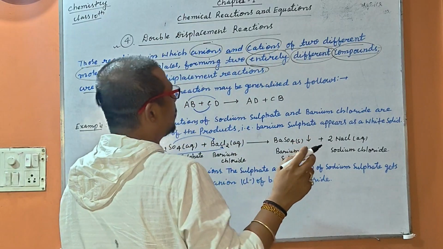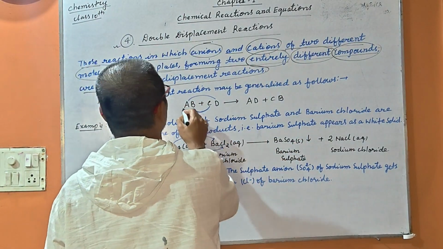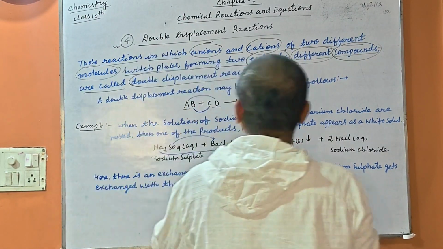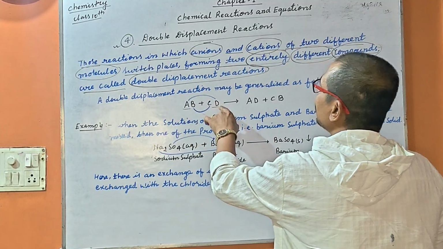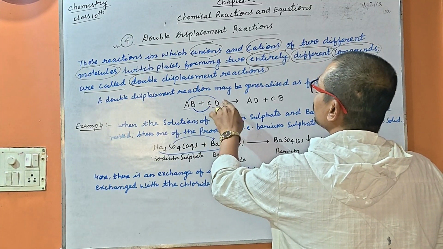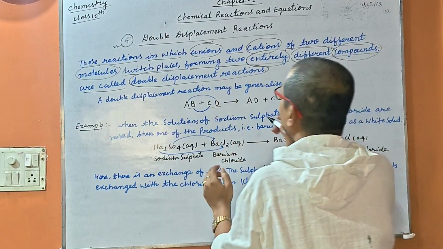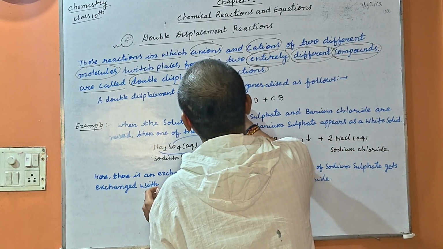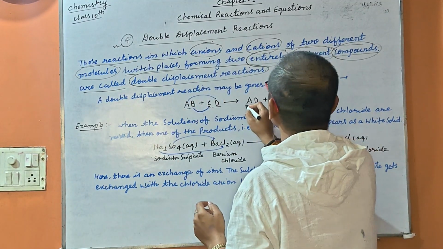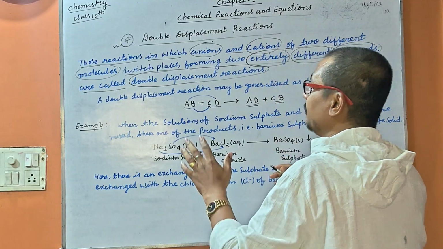A double displacement reaction may be generalized as follows: AB and CD. You see here, A switches its place and combines with D, and B switches its place and combines with C. So this gives AD and CB.